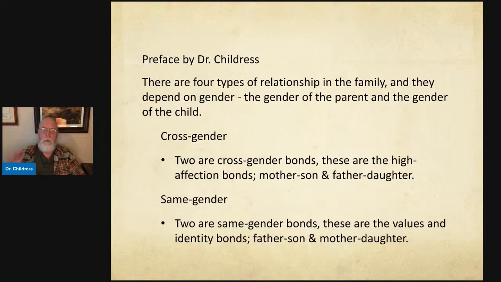Now, as a preface to my clinical case analysis of their vignette, I just wanted to discuss a little bit about the types of relationships in family, because that'll come into play in this family. There are 4 types of relationship in a family, and they depend on the gender of the parent and gender of the child. And 2 of those are cross-gender relationships, and those are your high affection bonds. That's mother-son and father-daughter. And then 2 of them are same-gender bonds. Those are your values and identity bonds. That's the father-son and the mother-daughter.